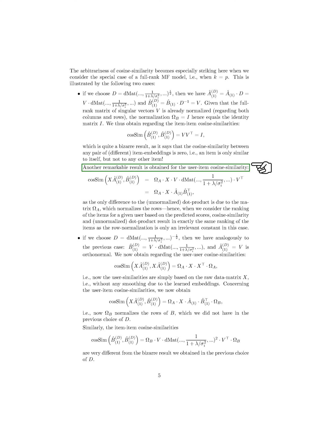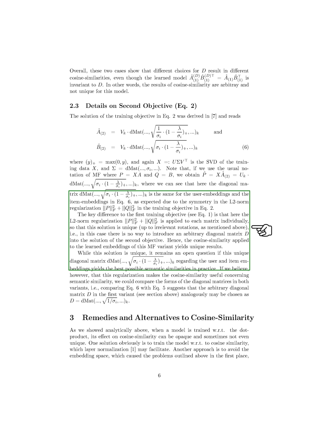Section. Details on second objective, EQ. 2. In this section, we tackled the details of the second objective as defined in equation 2. We derived the solution for this objective, which involves the singular value decomposition, SVD, of the training data. The key difference from the first objective is that the L2 norm regularization is applied individually to each matrix, making the solution unique. This uniqueness is important as it ensures that the cosine similarity applied to the learned embeddings of this matrix factorization, MF, variant gives distinct results.